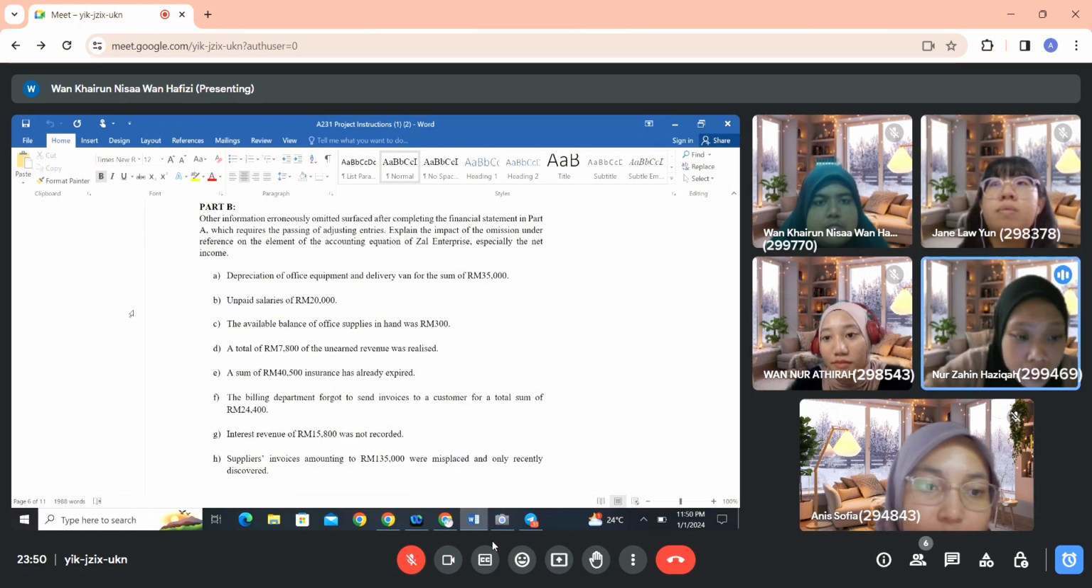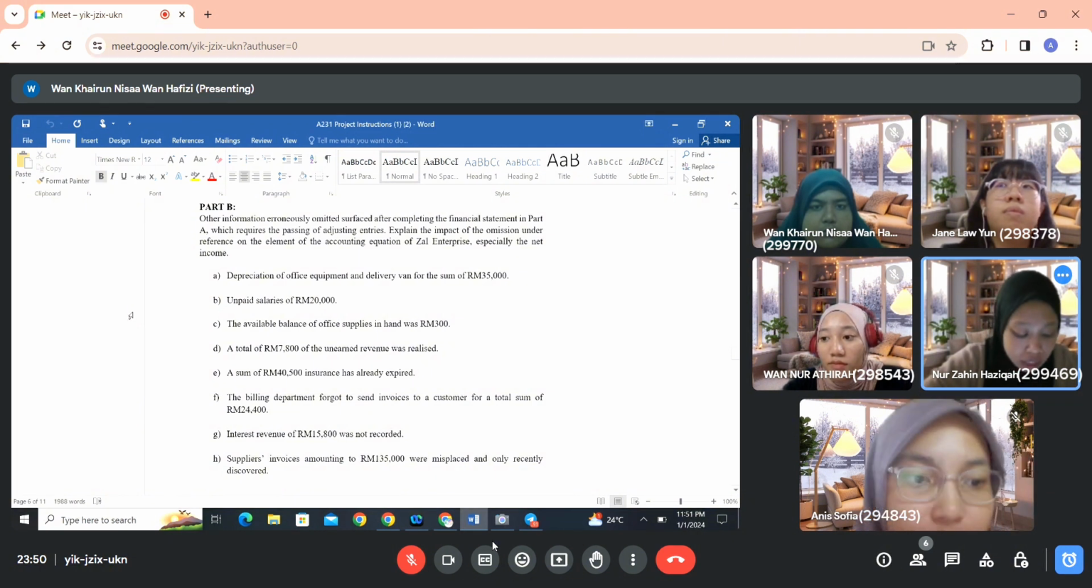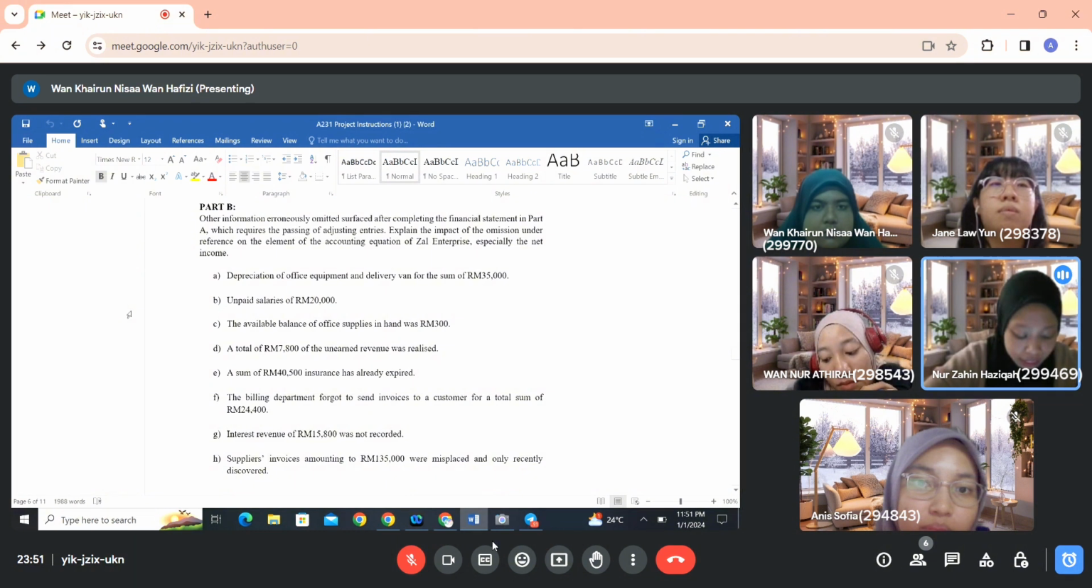Next, for question E, a sum of 40,500 ringgit insurance has already expired. The expiration of 40,500 insurance would lead to a reduction in asset and an impact on the equity component of the accounting equation. First is asset decrease, and second, as asset decreases, equity is affected because equity is equal to asset minus liability, and a reduction in asset leads to a decrease in equity.